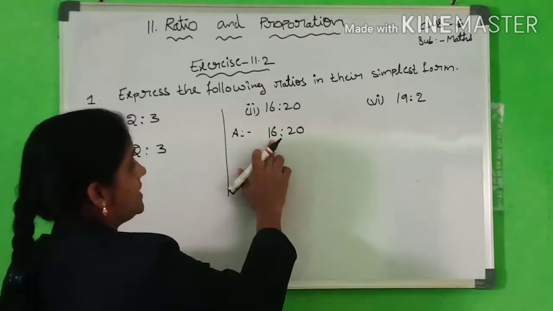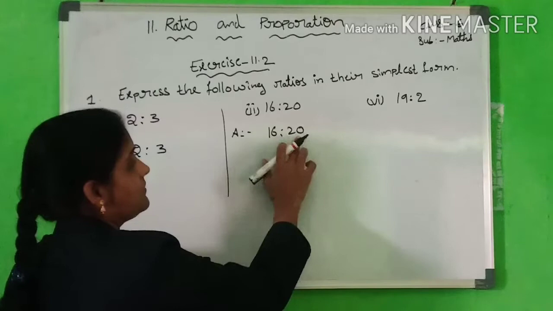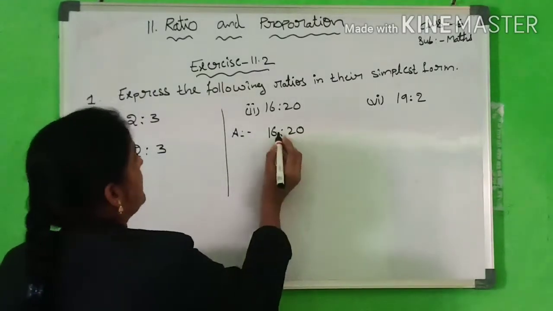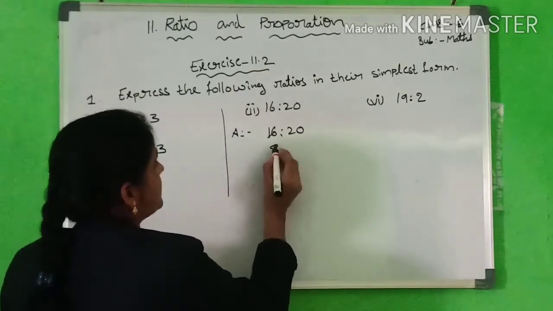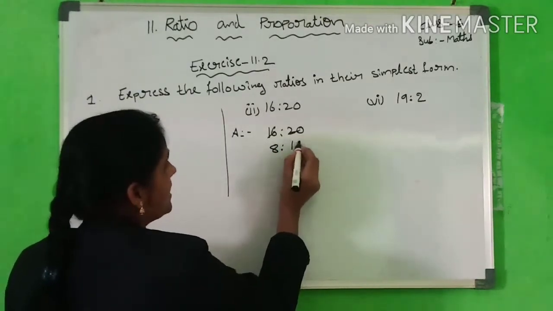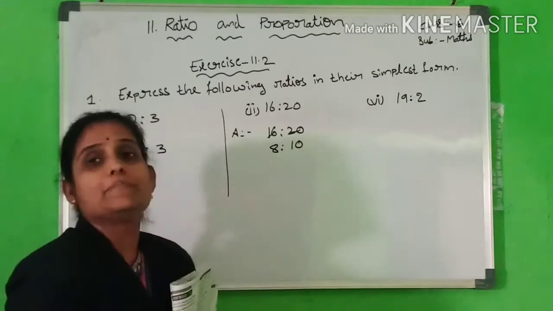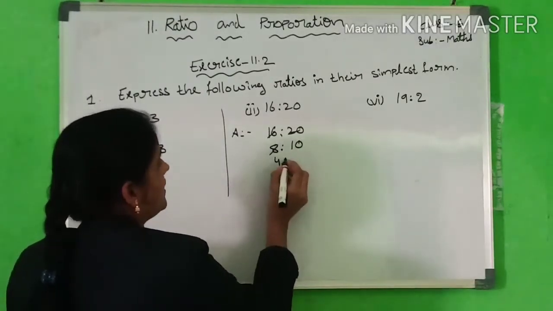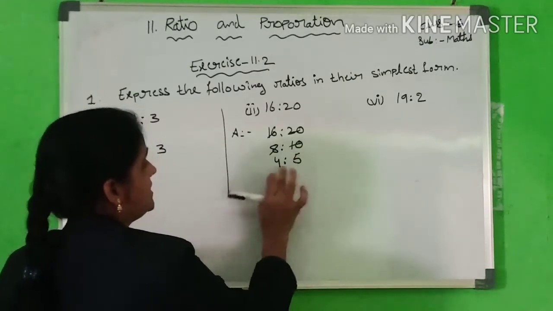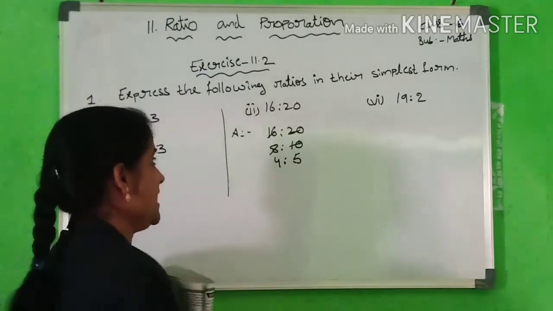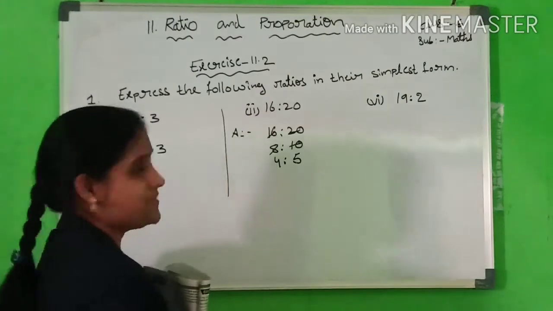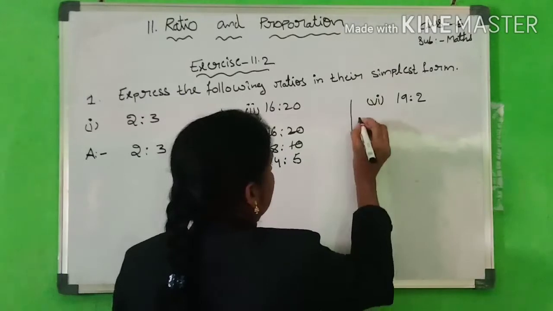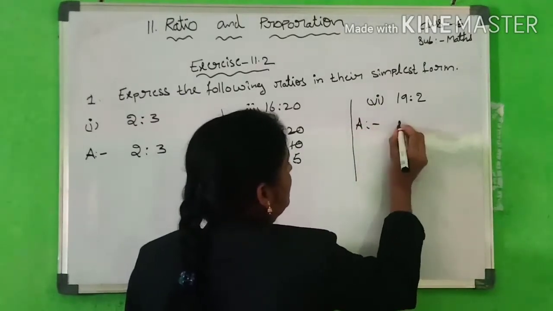Now you have to check 16 and 20. These two composite numbers, which table is coming? Yeah, 2 table. 2 8s are 16, 2 10s are 20. Again, 8 is to 10 also composite only. 2 4s are 8, 2 5s are 10. What is the simplest form? 4 is to 5, is it? Simplest form of 16 is to 20.